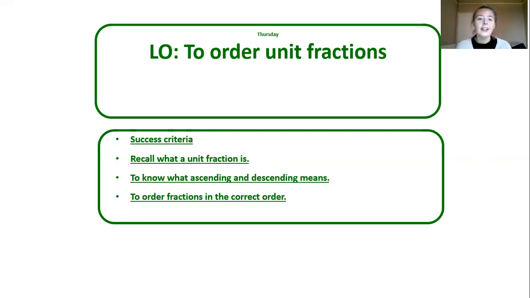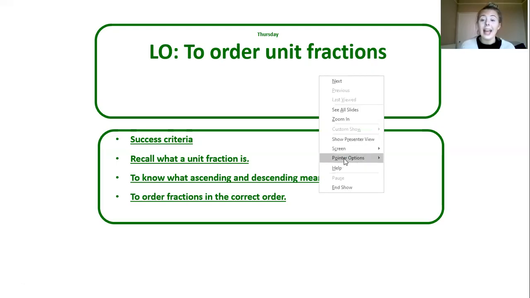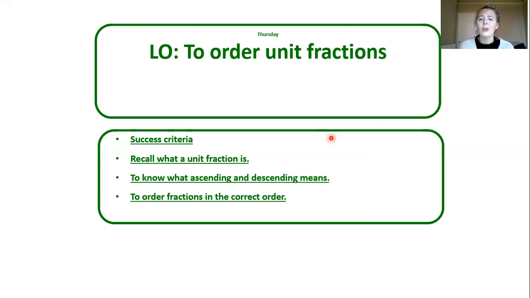So our lesson objective today is to order unit fractions. To be able to do this, we need to be able to recall what a unit fraction is, don't we? We need to remember what one of those are from the lessons we've done previously. We're going to need to know what ascending and descending means, remembering what we learned in yesterday's maths lesson. And we are going to be able to order fractions in the correct order, depending on what our question is asking us to do. Is it asking us to do it in ascending order, or is it asking us to do it in descending order?